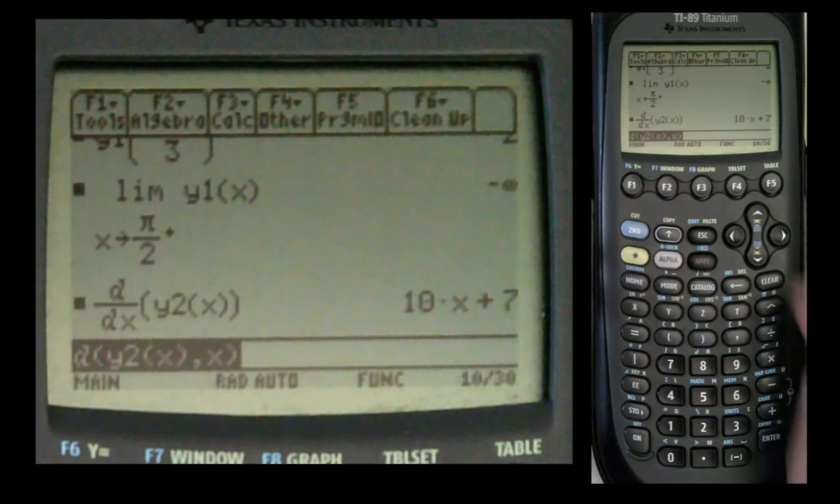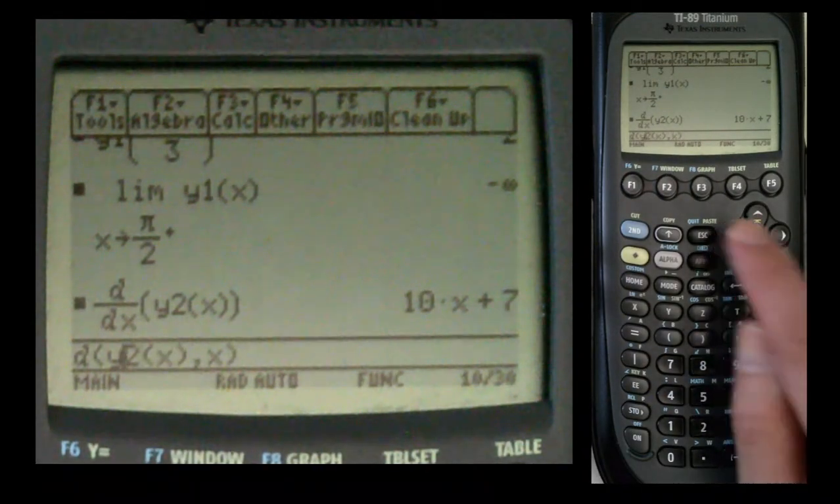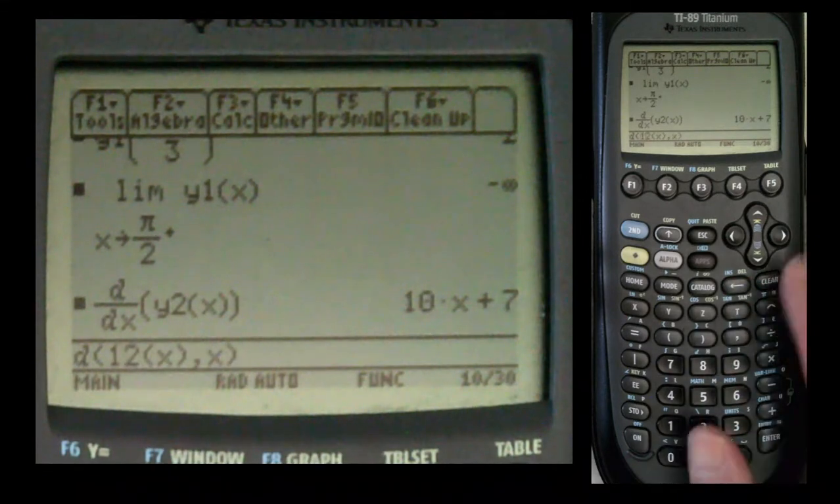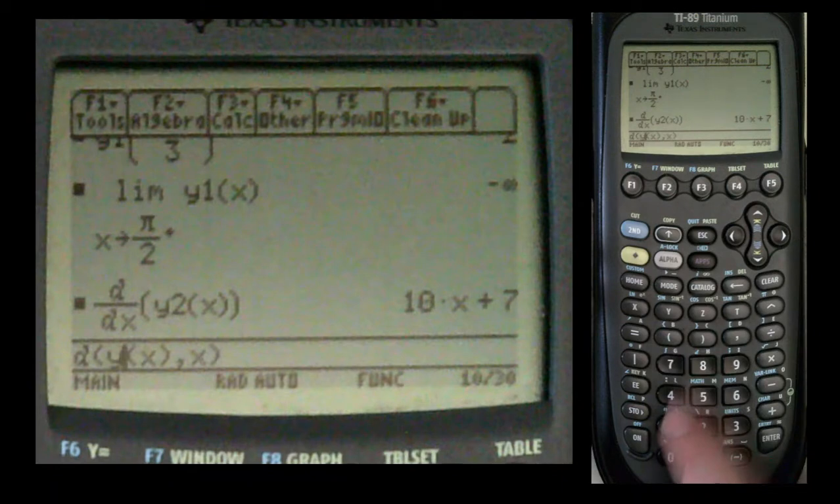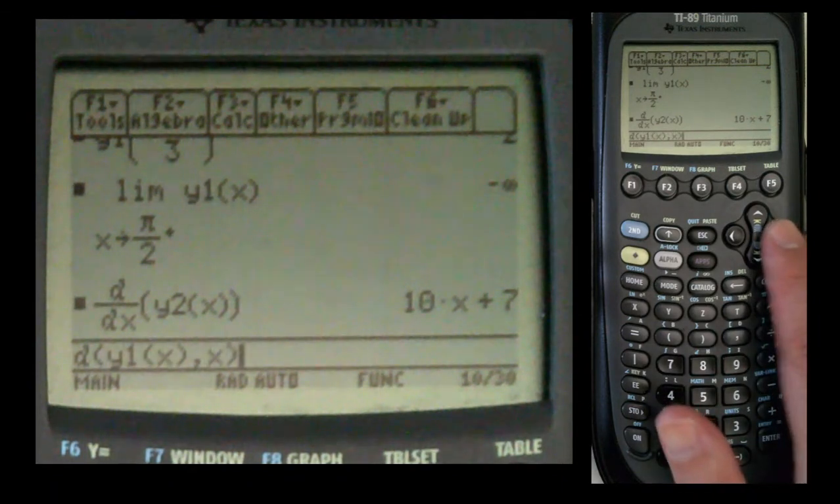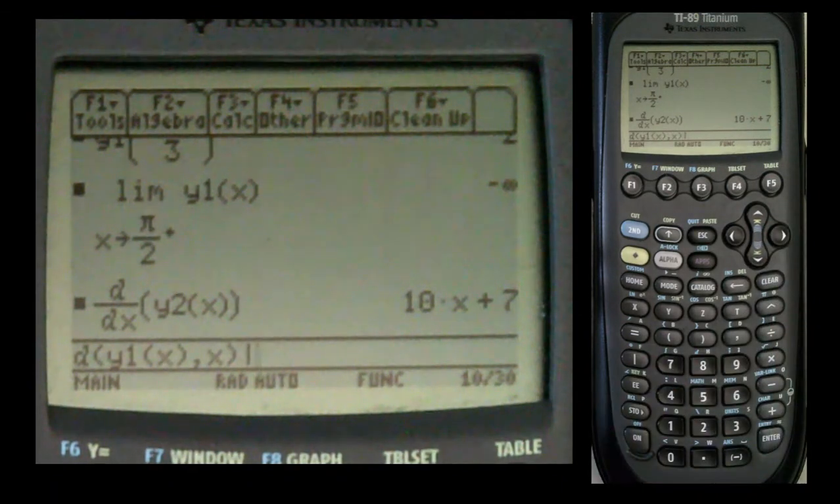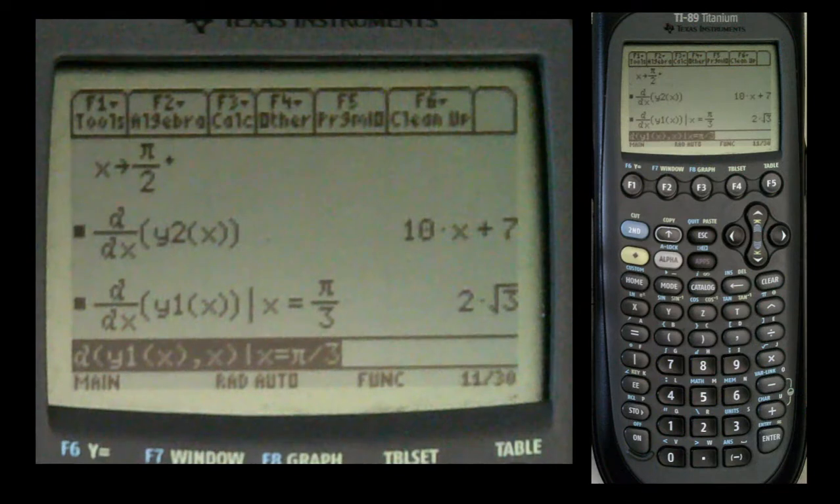So let's do that. I'm going to go back here and change that to y1 of x. And then to evaluate this at a specific point, I'm going to put the evaluation bar, x equals, and it was pi over 3. And you can see that that's going to be 2 times the square root of 3.